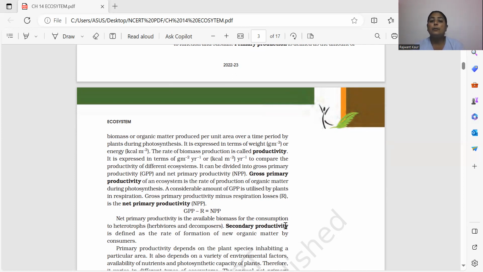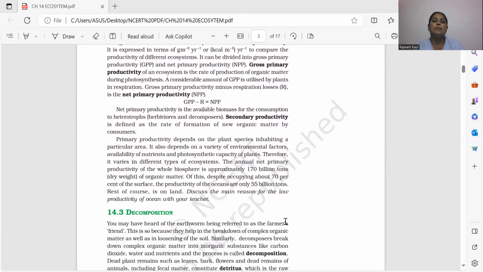Now there is a term, secondary productivity. When these consumers, or heterotrophs, use the net primary productivity, which is in the form of available biomass, they utilize this biomass, and as a result they form some new organic matter that is later consumed by the consumers. This is known as the secondary productivity.